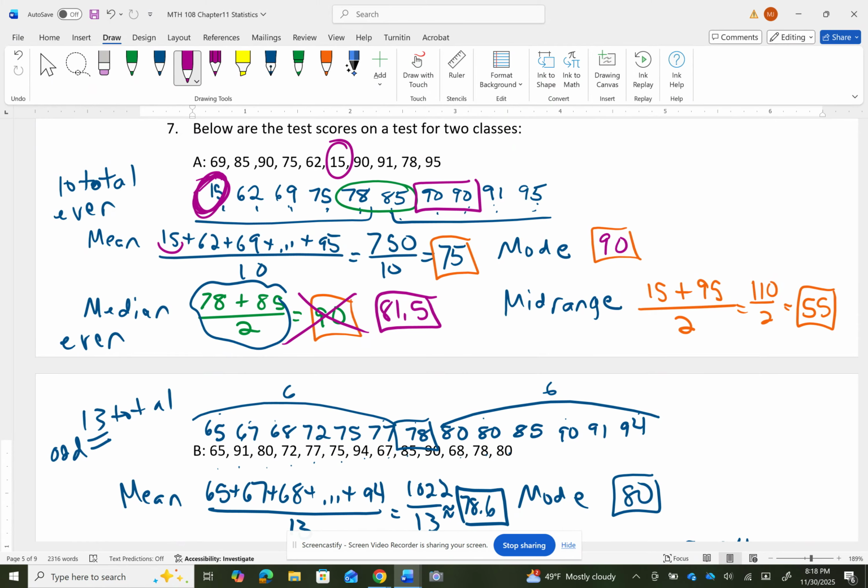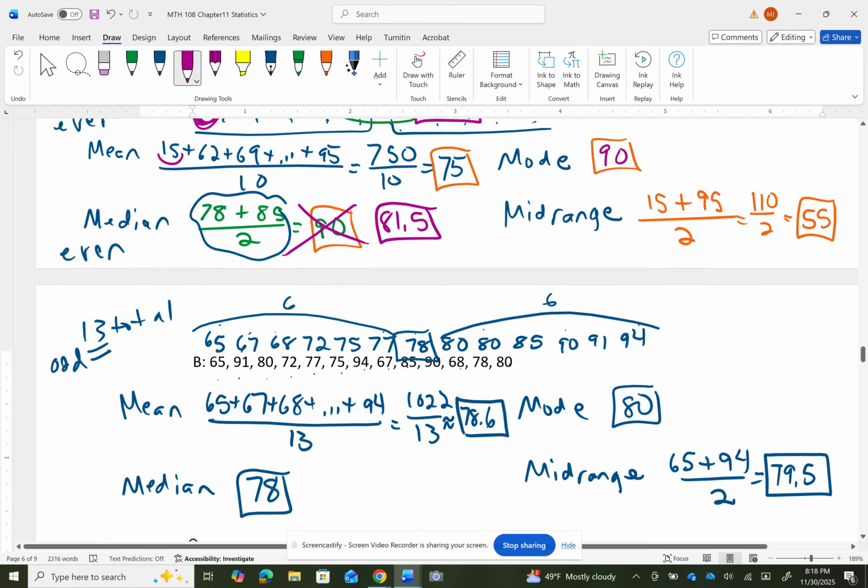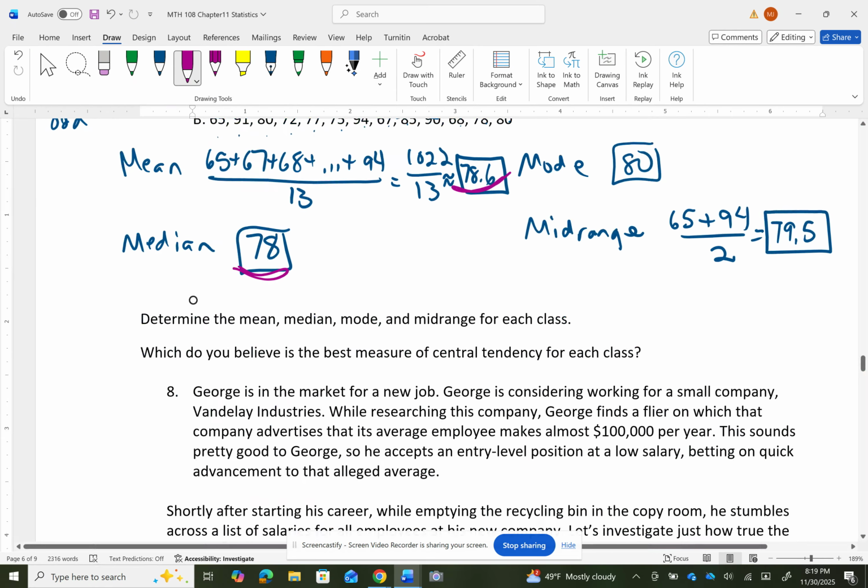Now, when you look at Class B, if you look at the grades, all the grades range from like a 65 to a 94. So they were closer to each other. You didn't have any real extreme values. And so when you look at that, see how the mean and the median turned out to be similar in size? That's why that happens, there's not a really low or a really high value that would have affected the mean. So when I asked about determine the mean, median, mode, and mid-range, you need to know the definitions and be able to do that.